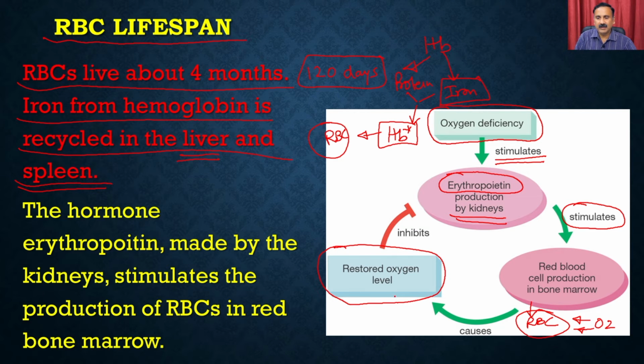And once there is a normal oxygen level, then it is going to inhibit the erythropoietin stimulation from the kidney, and that is how it is going to down regulate the erythropoietin production from the kidney, and that is how this cycle is connected to the oxygen availability in the body, right.